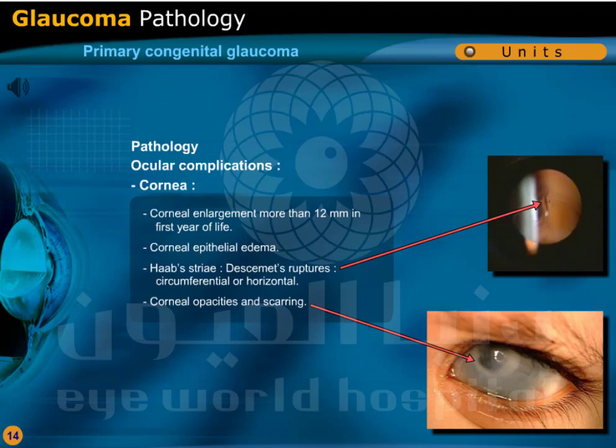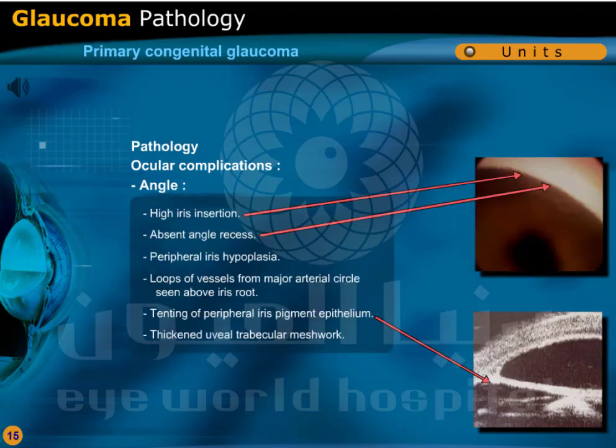Corneal opacities and scars. Angle: high iris insertion, absent angle recess. Peripheral iris hypoplasia. Loops of vessels from the major arterial circle seen above the iris root. Tenting of peripheral iris pigment epithelium and thickened uveal trabecular meshwork.